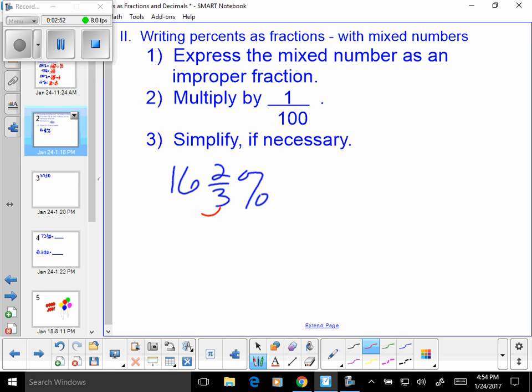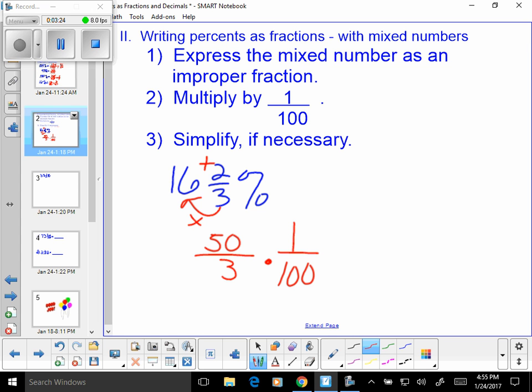I multiply 16 times 3 and get 48. I add my 2 and get 50. And then I keep that denominator of 3. Then I'm supposed to multiply by 1 over 100. When I do that, I don't have to deal with the percent sign anymore. Now I use my strategies. Now I use what I know about multiplying fractions.